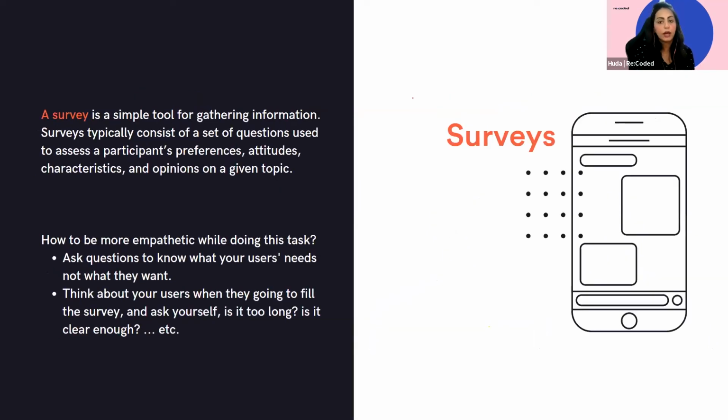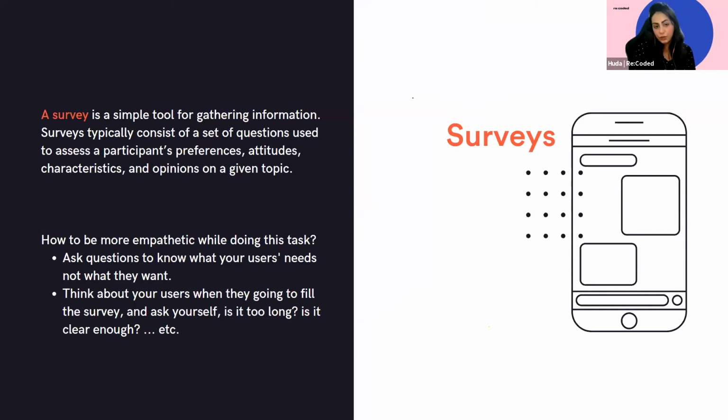Another way to empathize with your users is surveys. Surveys are a bunch of questions that you share, let's say on media or wherever you want, and you ask your users to fill them in. It's a good way also to receive a lot of qualitative data, but it's not as good as user interviews. But it's still good to get more ideas about the needs of your users.